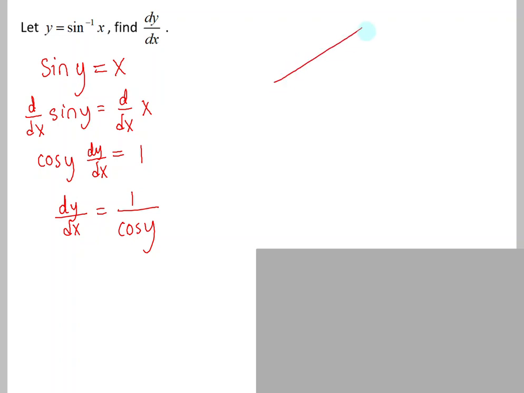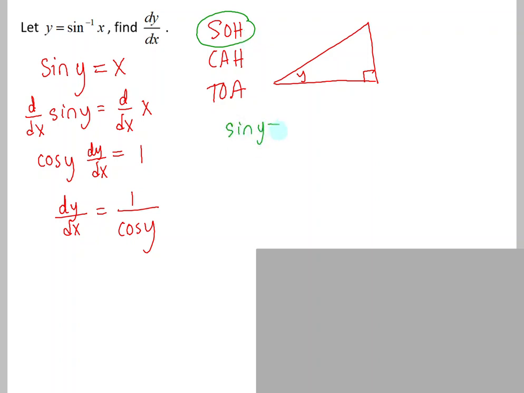We're going to make a right triangle, and we're going to recall our SOHCAHTOA. Remember that y is the angle. So I'm going to put y in one of the acute angles, and remembering that sine means opposite over hypotenuse, I can think sine of the angle y is x over 1, because that's another way to write x. So again, opposite over hypotenuse. From y, opposite is this side, x, and the hypotenuse is 1.